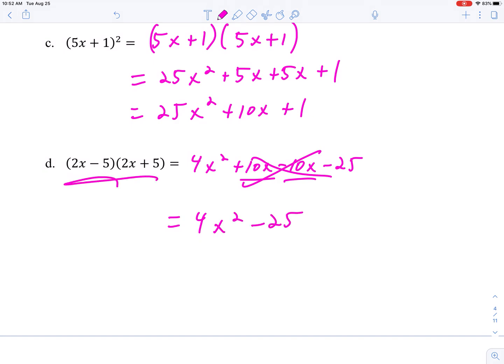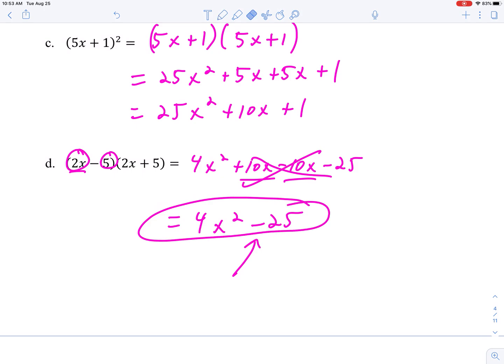So in this situation, when you have same term, same term, same term, same term, just different signs in between, you can use the shortcut and just simply square the first, right? If we square this, we get 4x squared. Square the last, you get 25, and automatically put a negative sign in between. Alright, so that's the shortcut. Difference of two squares. Okay? Probably going to want to practice those.